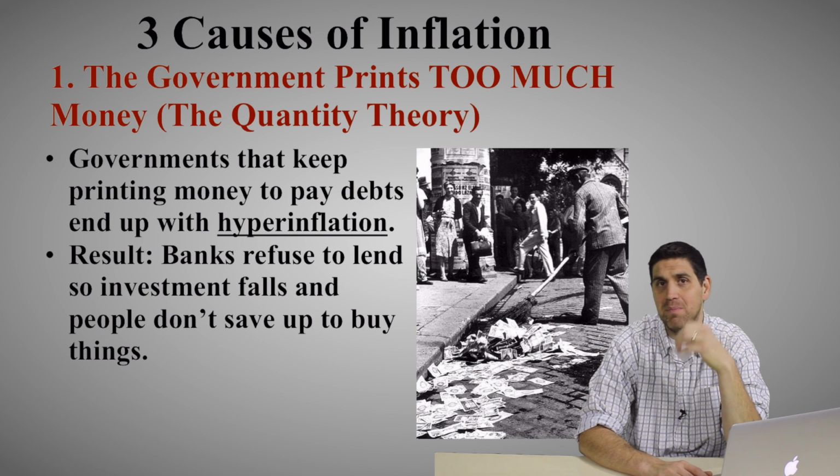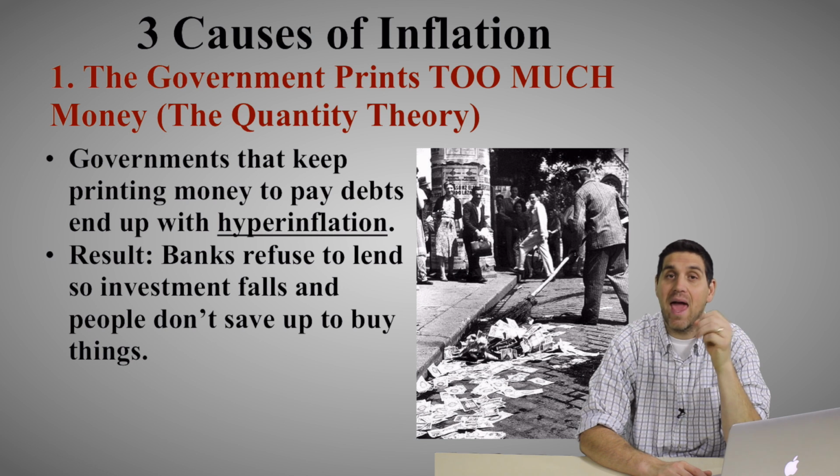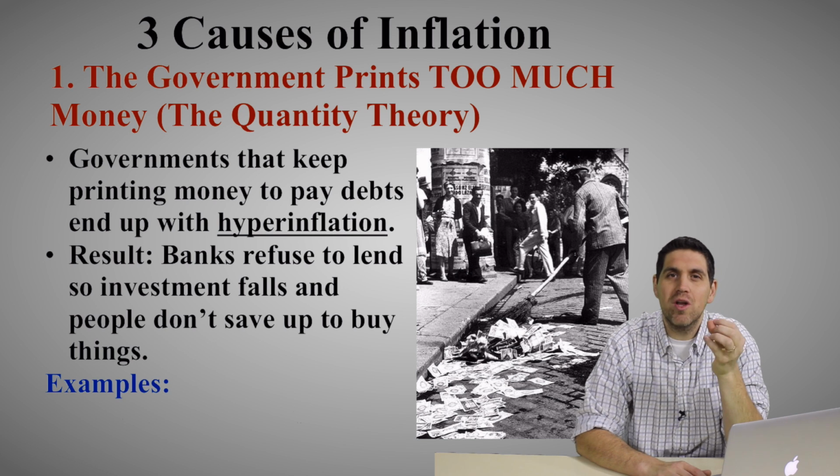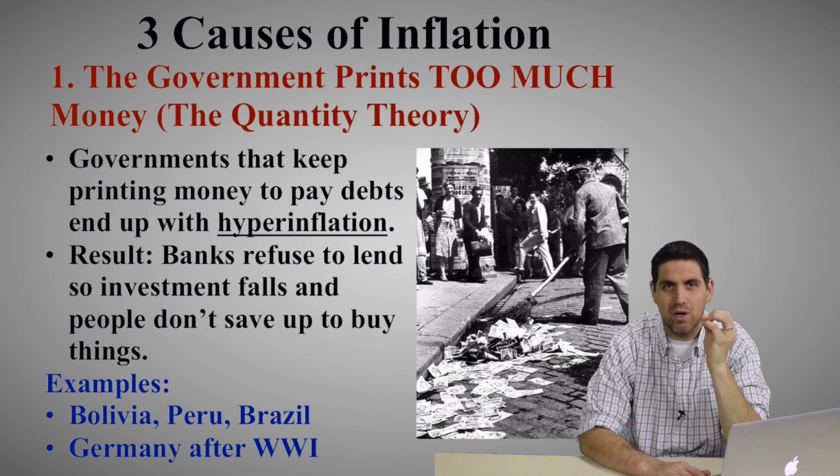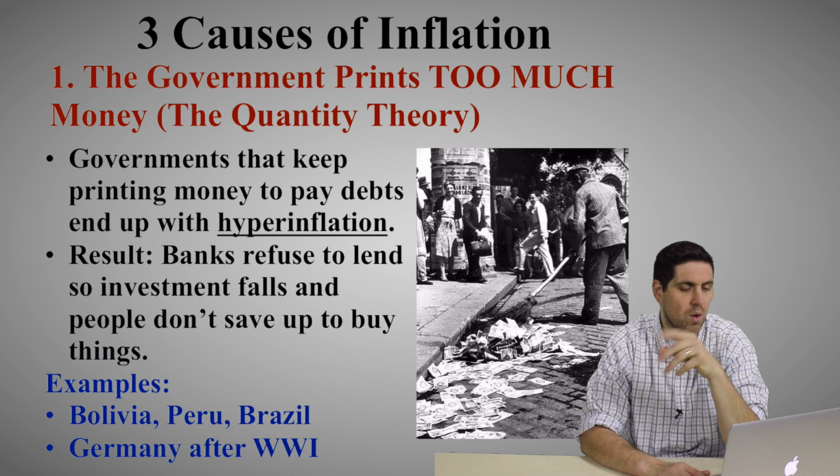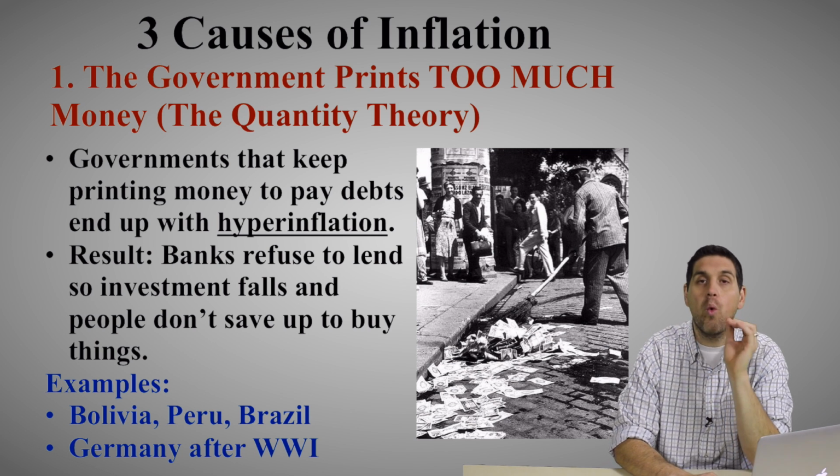This is when the government keeps printing money to pay off its debts, and it leads to something called hyperinflation. You learned about it in your history class when it talked about the German government after World War I. Now, that's going to lead us to this idea of what's called the quantity theory of money.